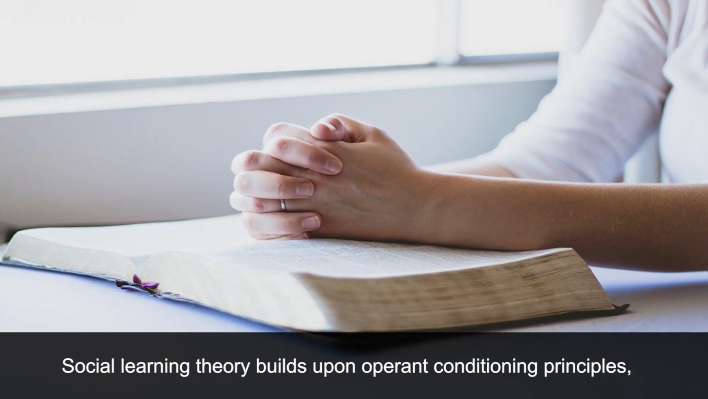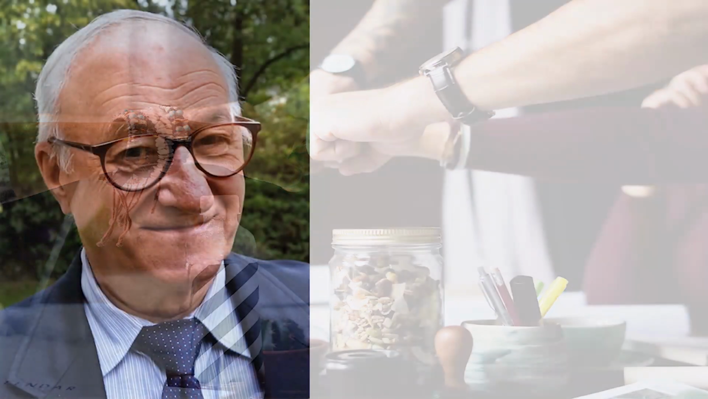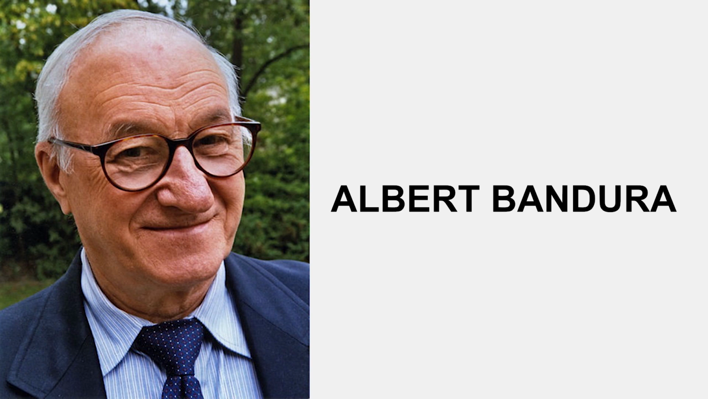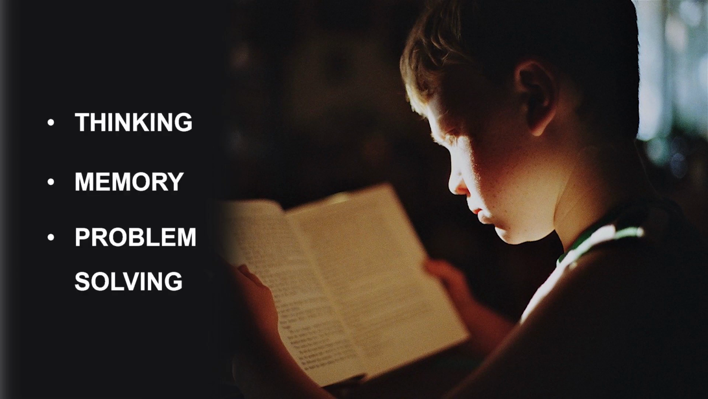Social learning theory builds upon operant conditioning principles, but it concerns itself primarily with the ways in which people acquire behavior appropriate to their social context and to their immediate circumstances. One of the main social theorists is Albert Bandura, who expanded behavioral principles while acknowledging the importance of cognitive development that takes place in processes such as thinking, memory, and problem solving.